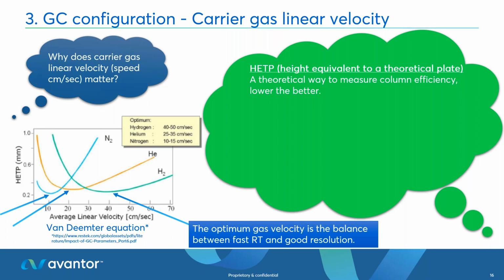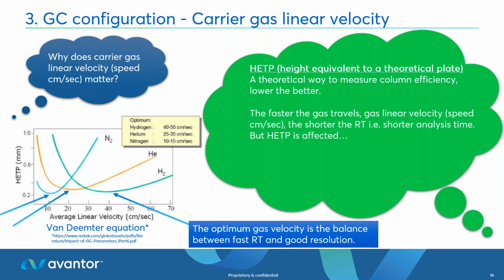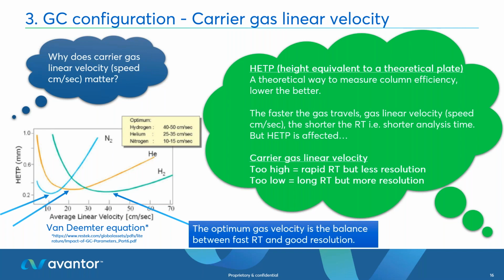So the faster the gas can travel, the shorter the retention time. But if we're going too fast and losing column efficiency, we're not going to get the resolution that we want. And it's the same if we're going too slow, too low in the velocity, then we're not going to get the resolution either. We're going to get peak broadening, and we're also going to get slow retention times if we're going really low in the carrier gas linear velocity.